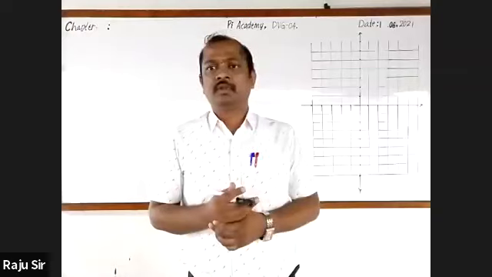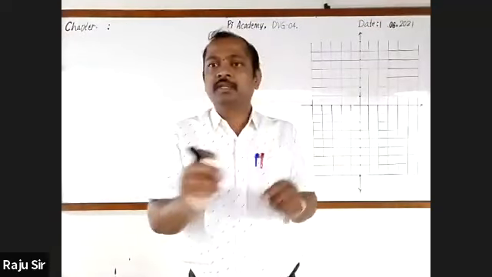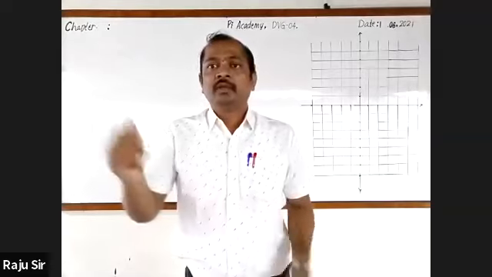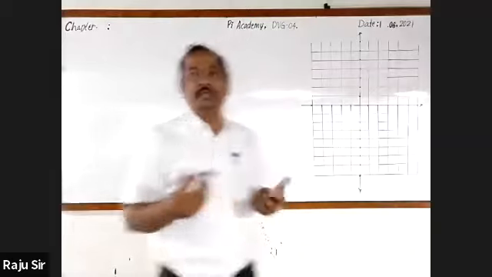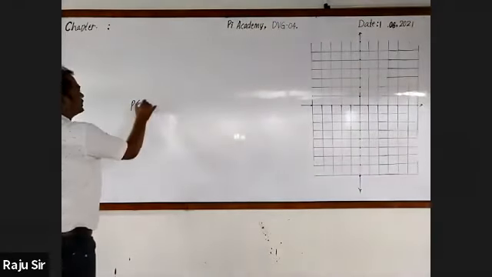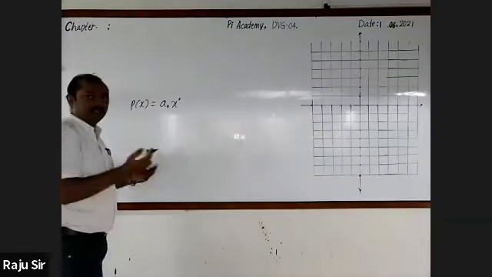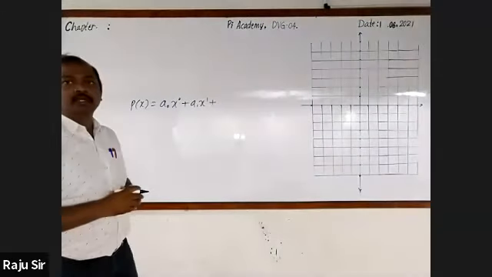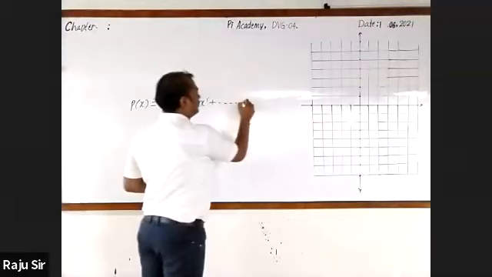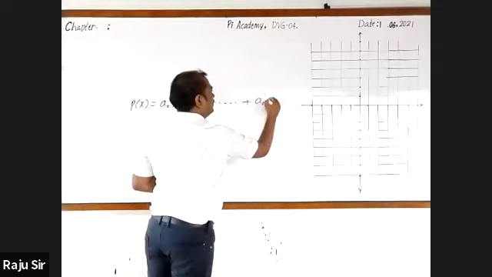whole numbers. In the algebraic expression, if the power of the variables is a whole number, then you can say that it is a polynomial. Then we also came to know that the general form of a polynomial is to be written as P of x is equal to a naught x raised to the power 0, which is nothing but 1, then a1 x raised to the power 1 plus a2 x raised to the power 2 and so on, plus an x raised to the power n.